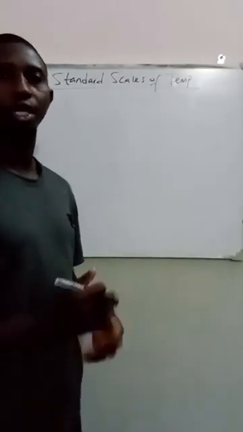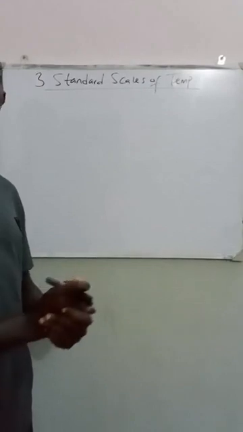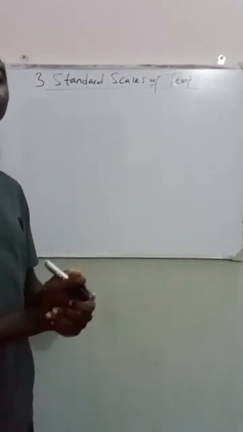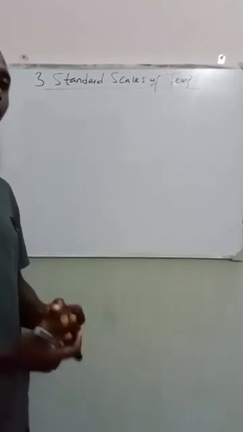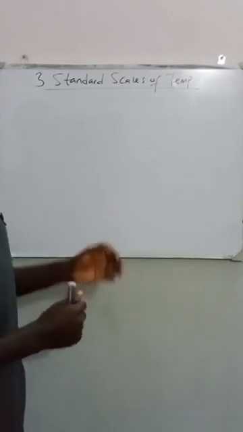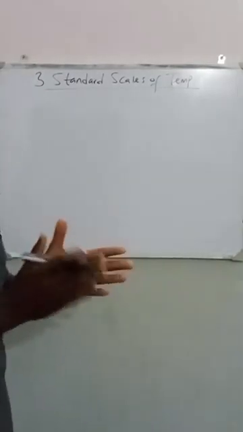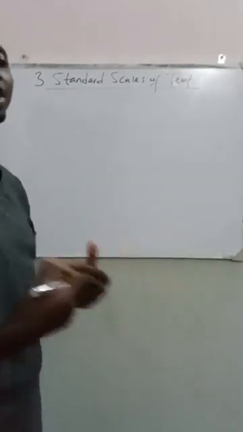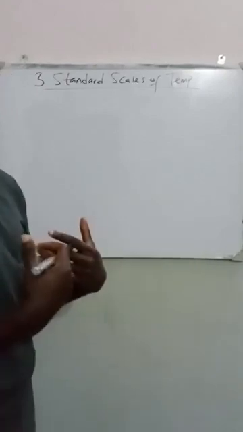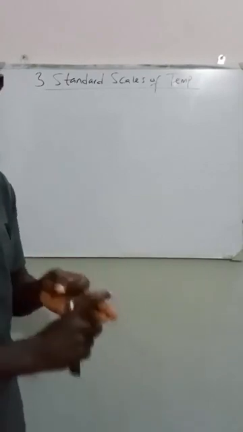The next we want to look at is the 3 standard scales of temperature. That is the Celsius scale, the Kelvin scale, and the Fahrenheit scale. But it doesn't mean they are only 3. They are actually more than 3. But the ones of interest to us under heat and thermodynamics are just 3: the Celsius scale, the Kelvin scale, and the Fahrenheit scale.